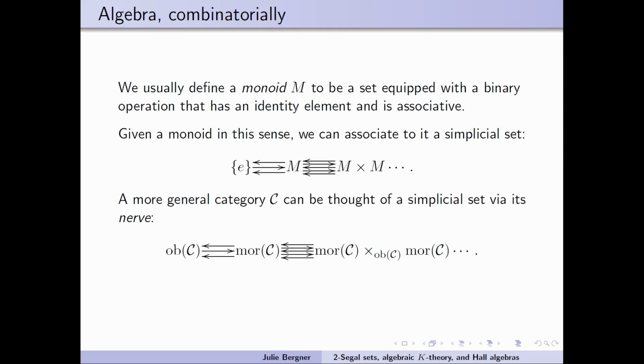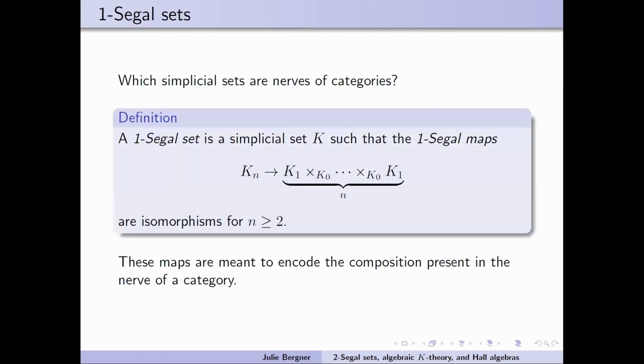You can always then geometrically realize this to get a classifying space. Okay. So a question you might ask is, which simplicial sets are nerves of categories? If I hand you a simplicial set, how could you know if it came from a category in this way? And this motivates our definition of one Segal. So a one Segal set is a simplicial set K, such that these maps, which I'll say more about in a moment, these one Segal maps are isomorphisms.